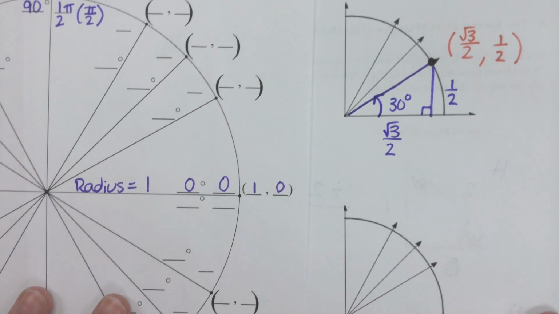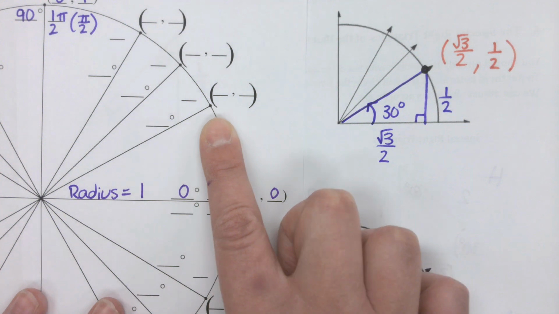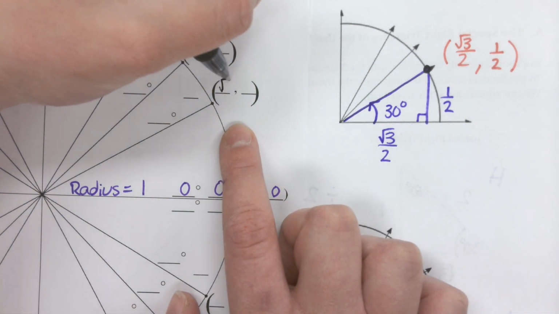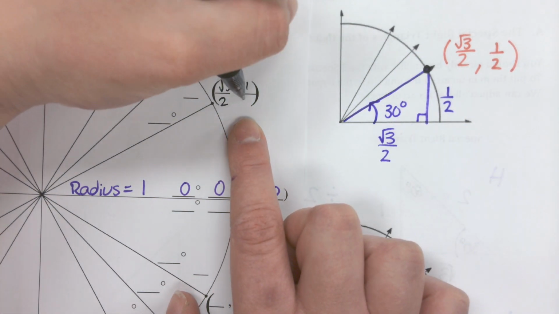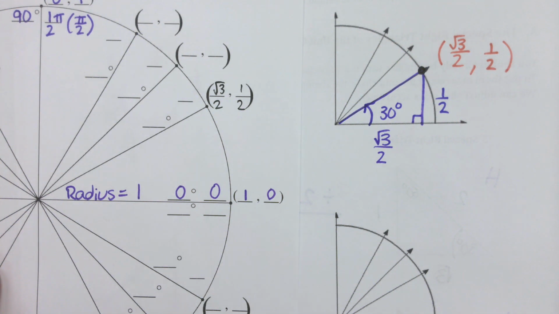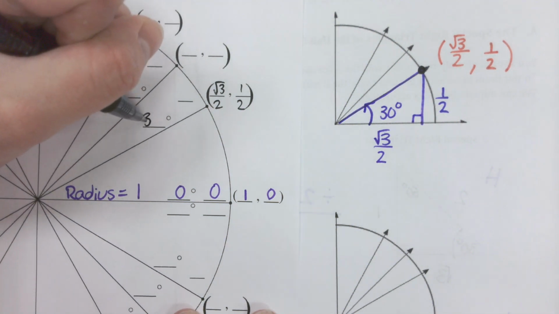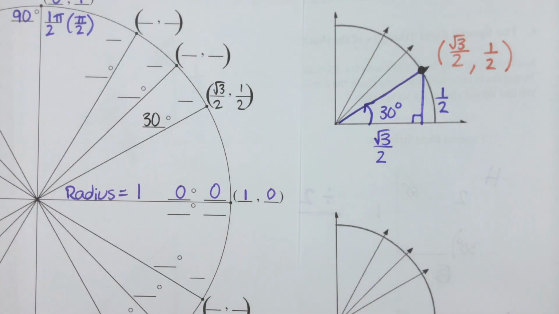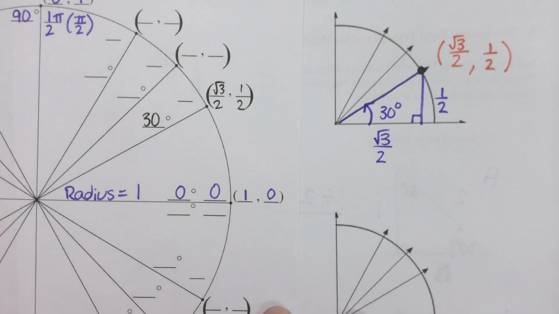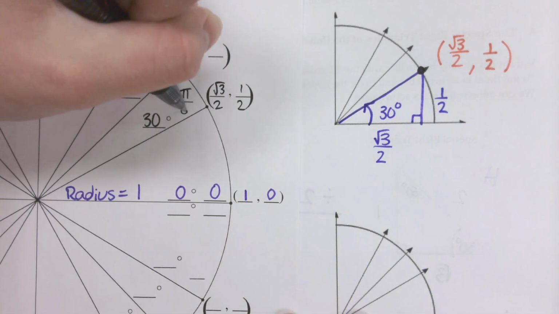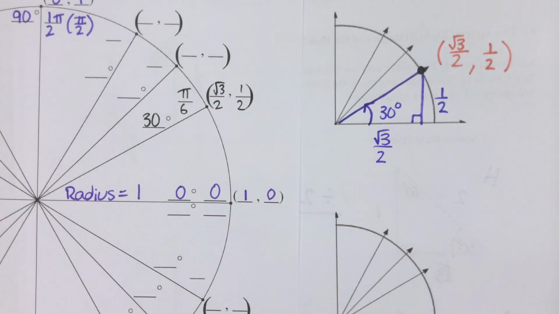So that is our first point here on the circle. Square root 3 over 2, 1/2. And we already know that this is 30 degrees. 30 degrees is what in radians? Perfect. 1/6 pi, pi over 6, however you want to write it. That is correct.